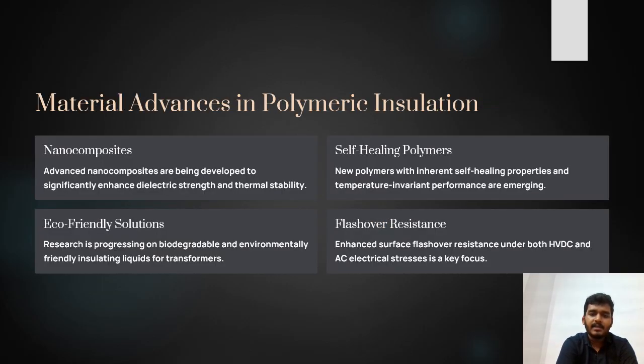And material advances in polymeric insulation: nanocomposites, self-healing polymers, flashover resistance, and eco-friendly solutions. Advanced nanocomposites significantly enhance strength and thermal stability. Self-healing polymers are proposed for temperature-independent performance and are emerging. Flashover resistance enhances surface flashover performance and reduces HVDC, which means high voltage DC current, and AC electrical stress, a key focus of research. Also biodegradable and environmentally friendly insulating liquids for transformers. Transformer liquids means oils for insulation purposes. It is the main thing.